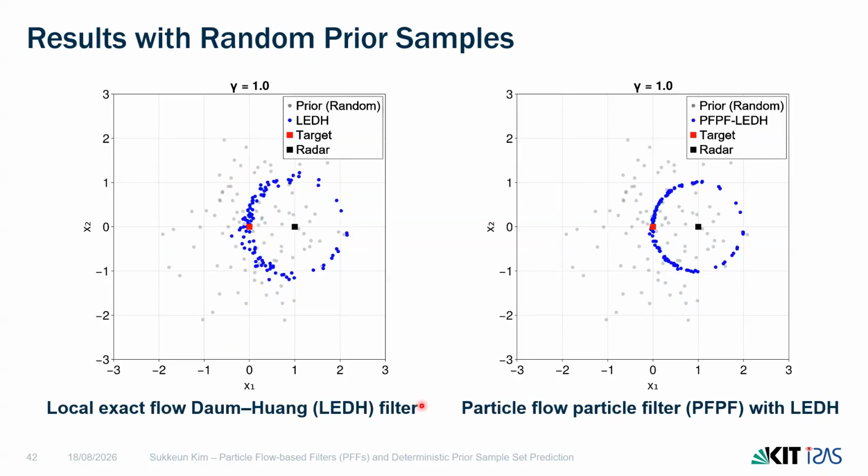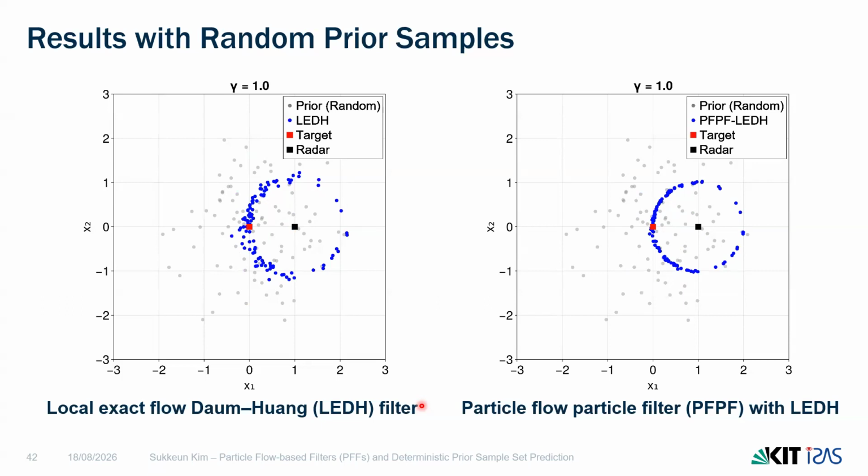Right. It's quite obvious because the biggest difference between these two, the local EDH and then particle flow particle filter, with LEDH, the left one just lets the flow move the particles and says that's already the posterior. But particle flow particle filter assumes the result of the flow as the proportional density, which means there'll be another weighting, importance weighting step using the measurement.